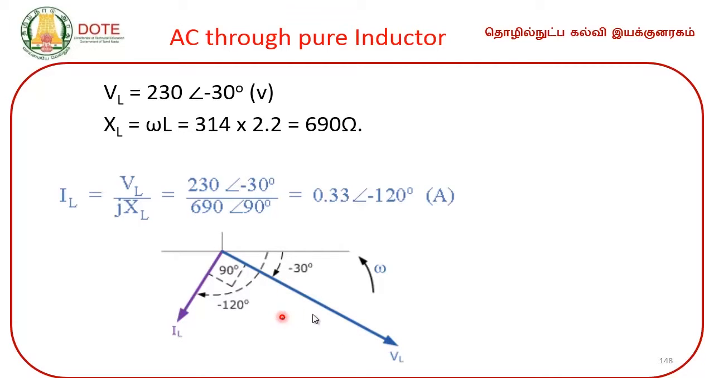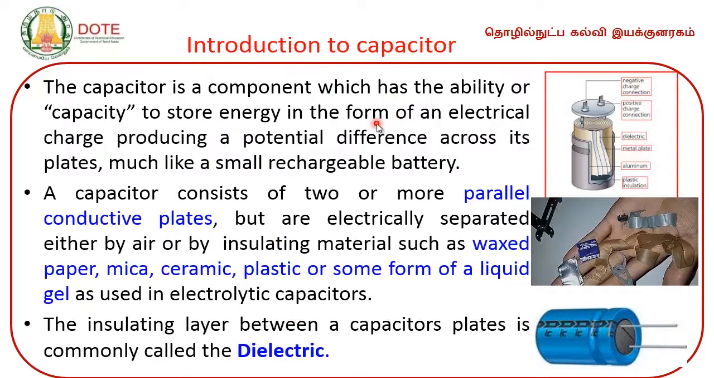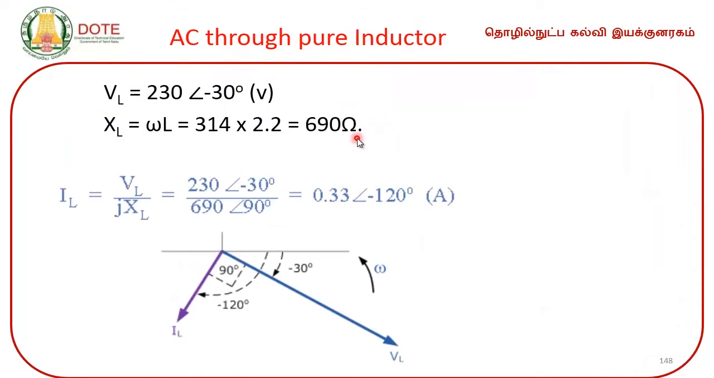When this voltage is applied across the inductor, the current lags by 90 degree. So the current lags the voltage phasor by 90 degree. This is already minus 30 degree below the x axis. From here another 90 degree, so this current phasor is 90 degree from the voltage, at minus 120 degree from the x axis. So we have very clearly understood what the inductance is, and what happens when you connect a pure inductor across AC, right?